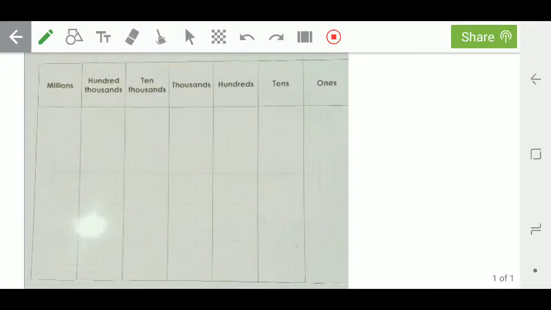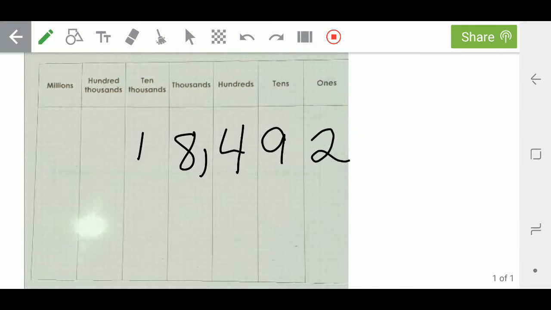Today we are talking about rounding with different place values. So I'm going to start with the number 18,492. And I want to round this number to the nearest thousands place.